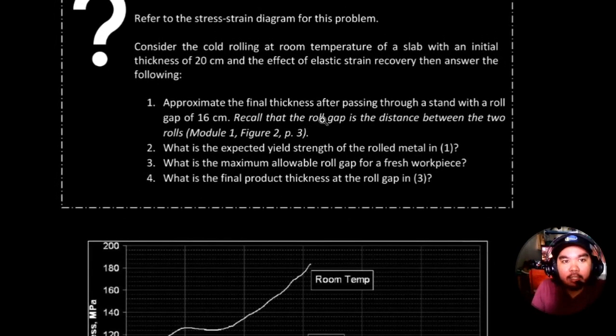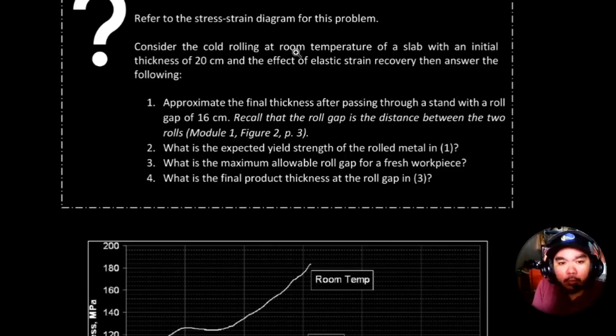So, the first problem involves rolling, which is a type of metal deformation process, or a type of deformation processing technique. It is done at room temperature, and we need to take into account elastic strain recovery. If you read module number 1, you probably have encountered these terms. Rolling is when we pass a metal or a slab of metal through a pair of rolls, and these rolls will exert compressive forces on our metal slab, thereby reducing its thickness.